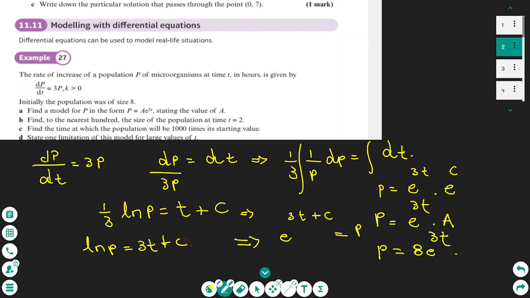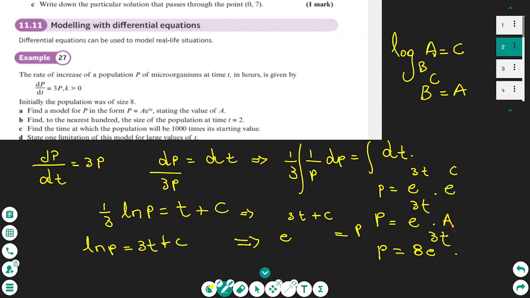The next thing I did was to use the properties of logs, and I make e to the power of 3t + c equal to P. I use the property that if log base b of a equals c, I can cancel the log by using a power: b to the power of c is equal to a. Here the base of ln is e. Then I used the algebra indices rules, and wrote it as e^(3t) times e^c, where I make e^c the constant, the parameter a.